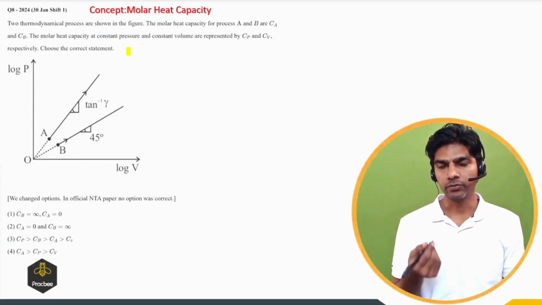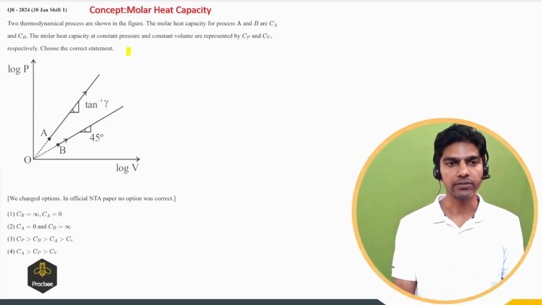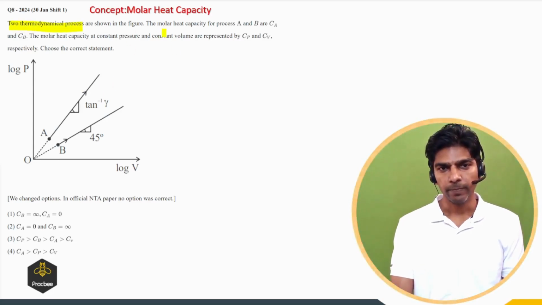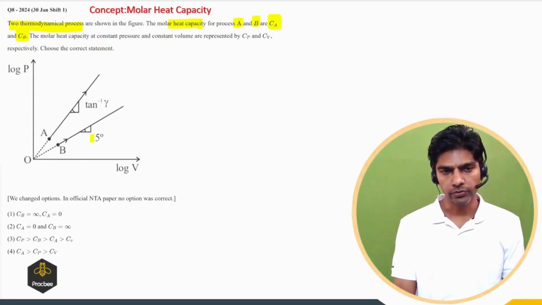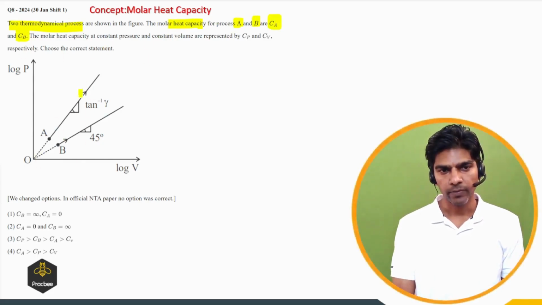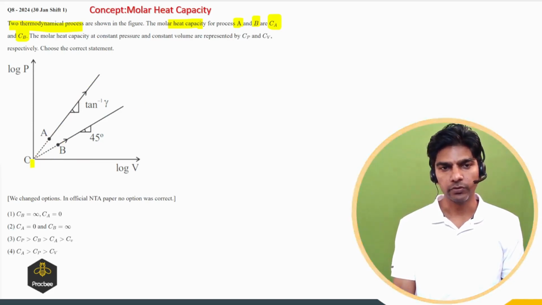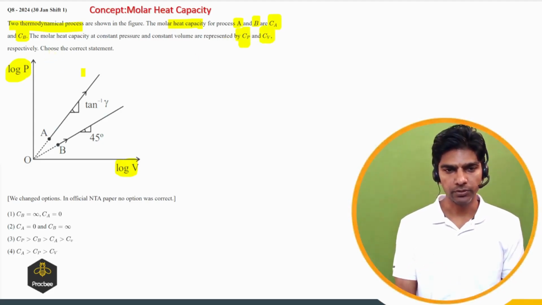Now let us see the questions based on the molar heat capacity. So here we have two thermodynamic processes given on the graph. The molar heat capacity for the processes A and B is given as Ca and Cb. And we have also given the slope, right? So both the straight lines are passing through the origin, and on the y-axis we have log P, on the x-axis we have log V. The molar heat capacity at constant pressure and constant volume is given as Cp and Cv. So we have to choose the correct option, right?